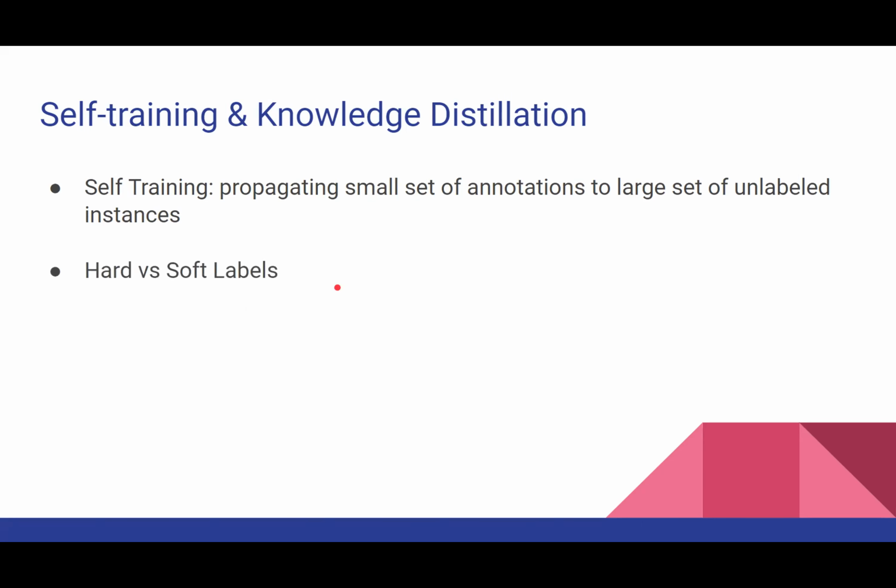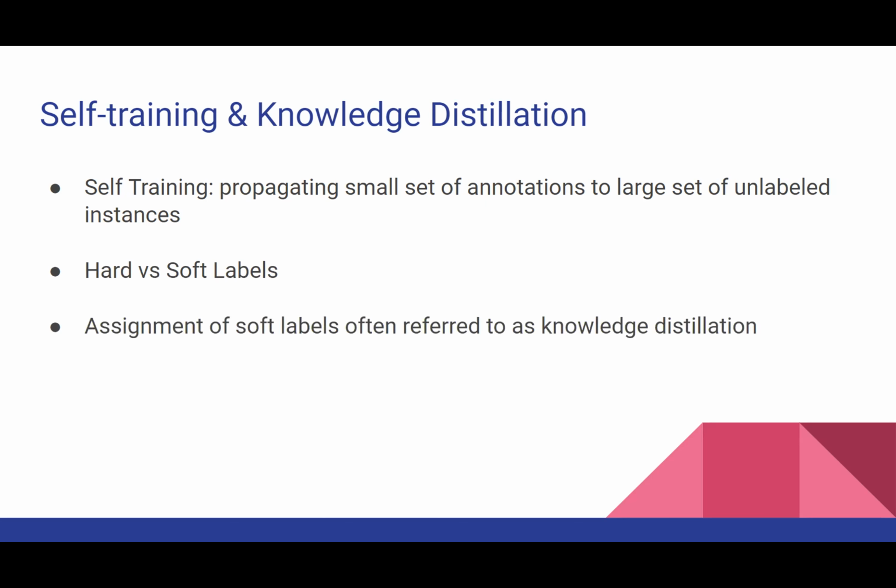This could be done with either hard labels, which are binary, either it's not labeled something or it is labeled something, or with soft labels on a scale of 0 to 1, where the higher the number is, the larger the chance it is to be this label, and it could be multiple labels at the same time. And assignment of soft labels is often referred to as knowledge distillation. And the goal of this paper is to extend knowledge distillation to data with no labels.